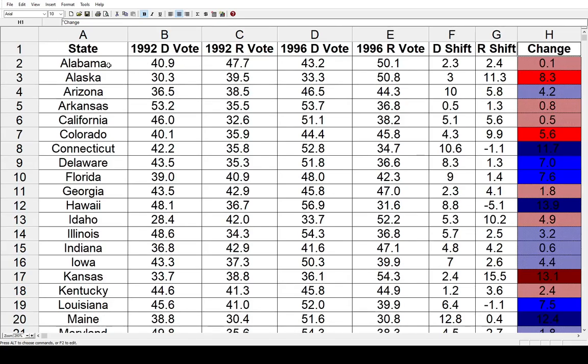So in 92, Clinton won with a plurality of the popular vote, 43%. And in 1996, just over 49%. So let's quickly go through these states.